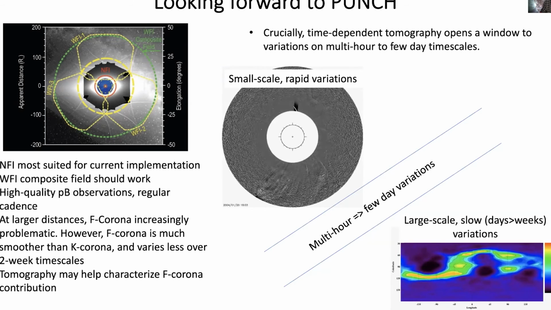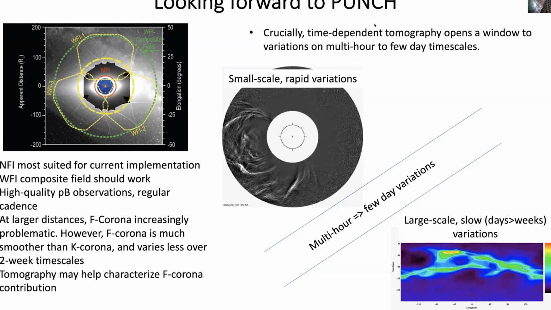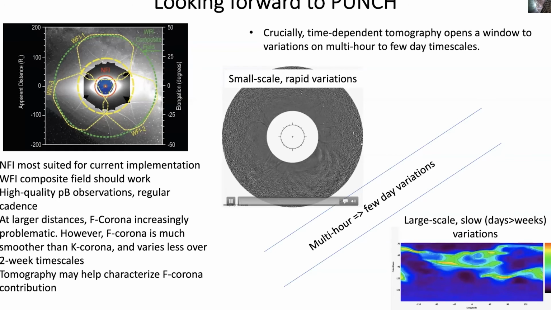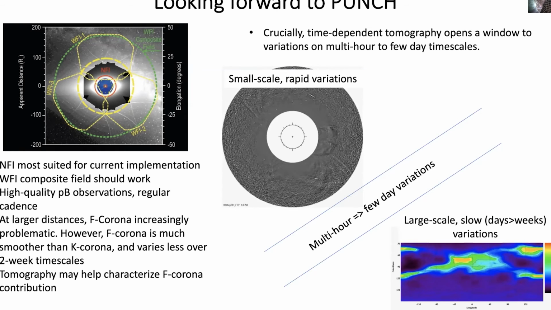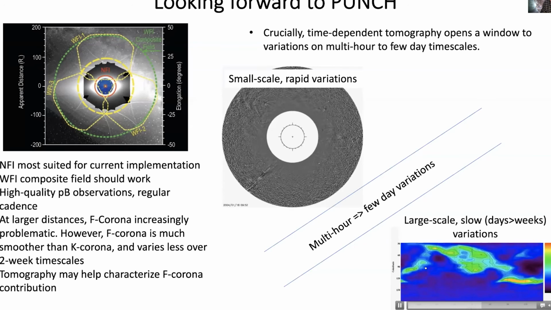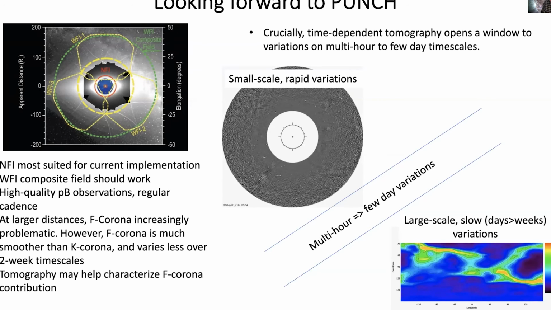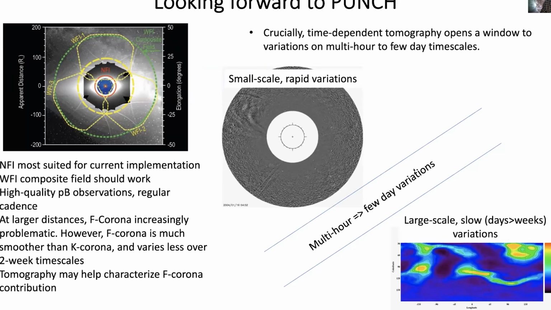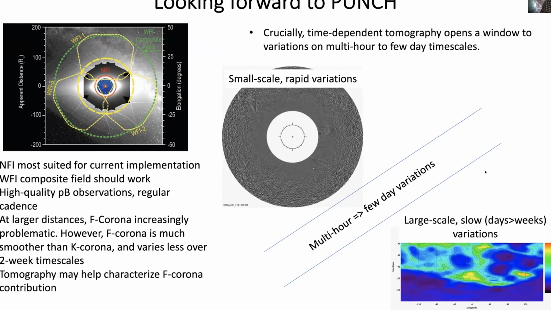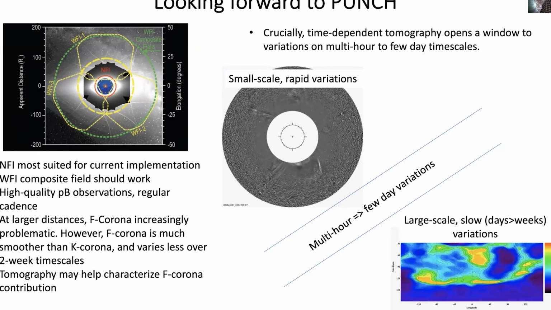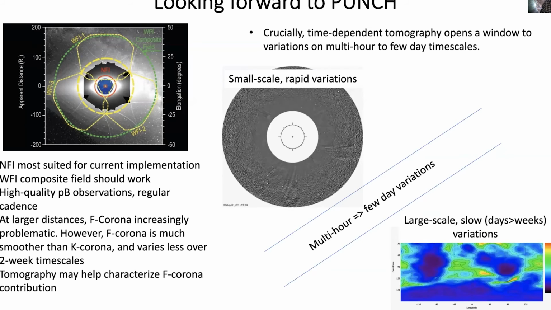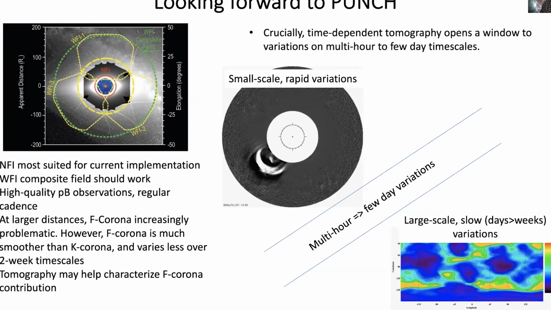So my take-home message here is, yes, we're all very interested in these rapid small-scale variations on timescales of up to a few hours. And we're also interested in large-scale slow variations over several months or a solar cycle. But time-dependent tomography opens a window to multi-hour, half a day to a few day variations. And this study will be published in ApJ in the next couple of weeks, hopefully. So thank you.